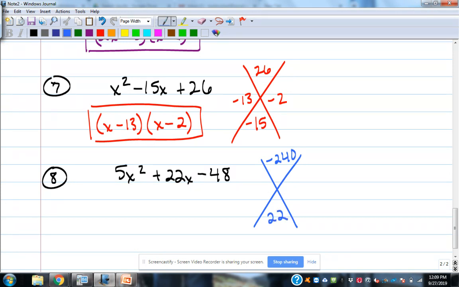So we need numbers that multiply to be a negative and add to be a positive. So what do we know about them? One's got to be bigger than the other. One's positive, one's negative. Which one needs to be the positive one, the bigger one or the smaller number? The larger number. Okay, so context clues about what kind of numbers we're looking for. So does anybody have those numbers? 30 and negative 8. That's good.